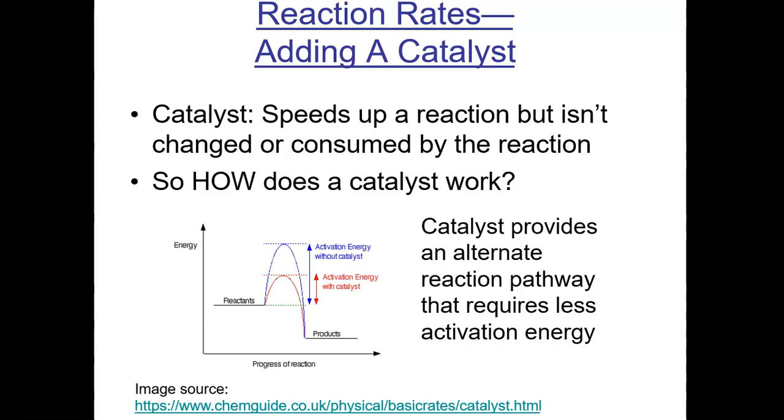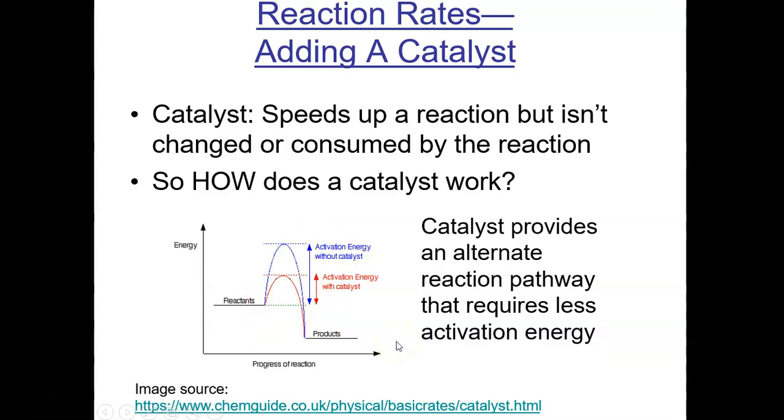So this is an example of a potential energy diagram that shows that the reactants have a certain amount of energy, as do the products. And you can see in the blue is the activation energy without a catalyst. But when we add a catalyst, there's a much lower activation energy.